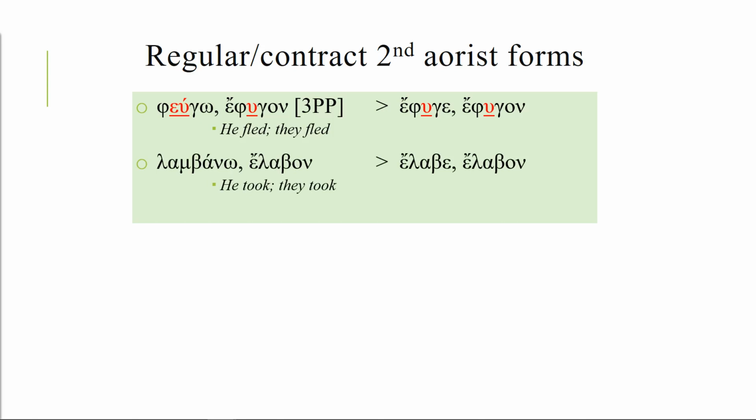Lambano loses the mu in the middle of the word. It loses the n at the end of the word, the nu. And so Lambano becomes elabon. Now notice one thing. The third principal part, I fled, I took, is the exact same as the third person. So the first person singular and the third person plural of the second aorist are identical to each other. You just have to figure it out from context, but that means if you know the principal parts, you know the third person plural as well if it's a second aorist. So elabe, elabon.